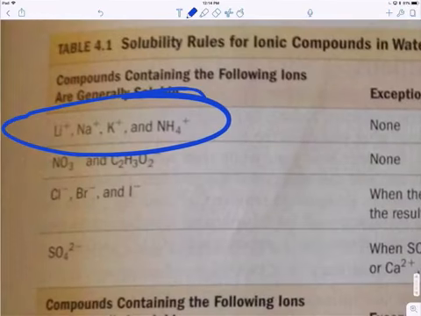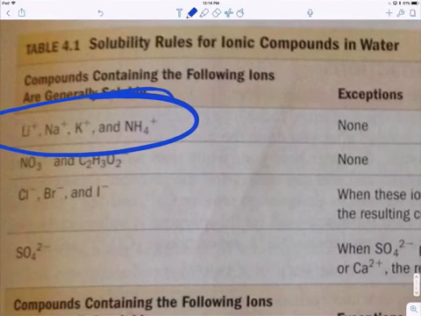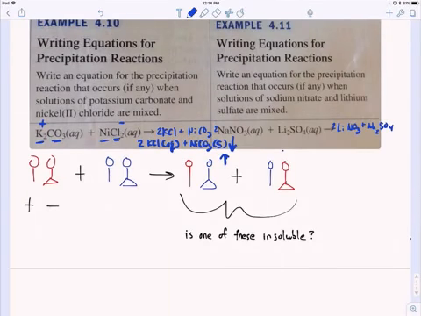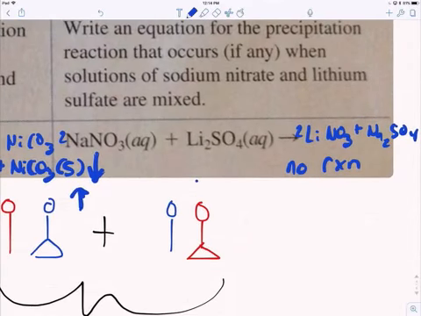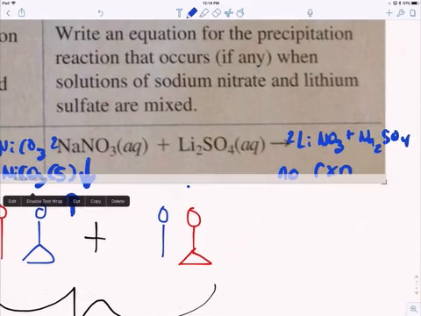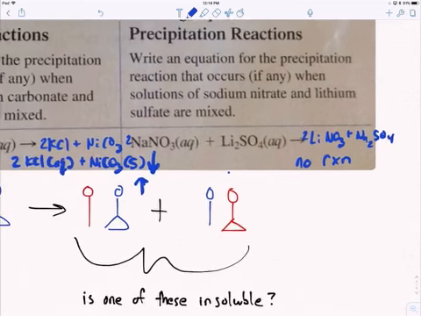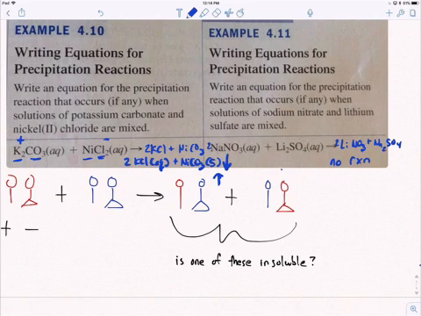What's nice about this, lithium and sodium are always soluble with no exceptions. Therefore, if you were to mix these two, these are both soluble. This is no reaction. And this RXN, that's chemistry shorthand for reaction. So mixing sodium nitrate and lithium sulfate together will do absolutely nothing. You just now have a bigger mess of water with more ions in it. Whereas the one on the left here, potassium carbonate and nickel chloride, will in fact form a precipitate.